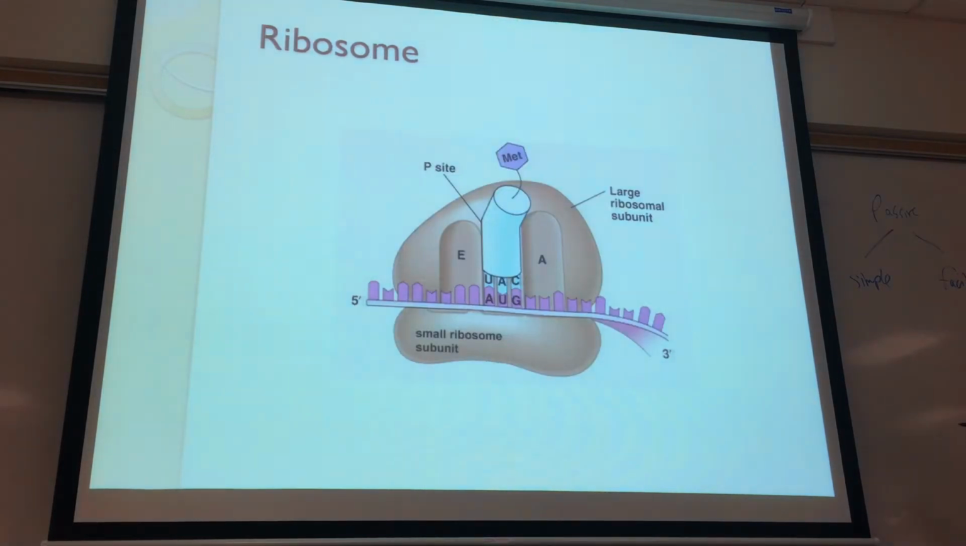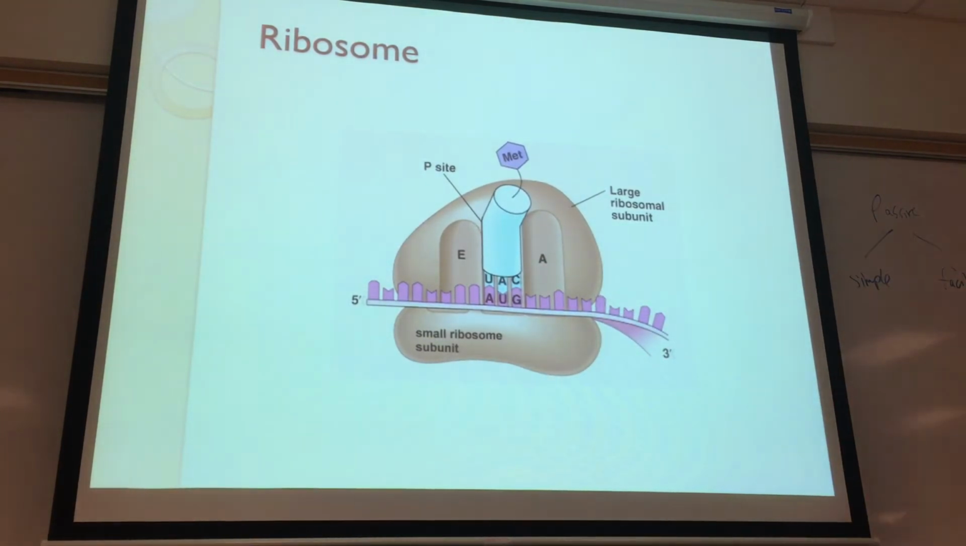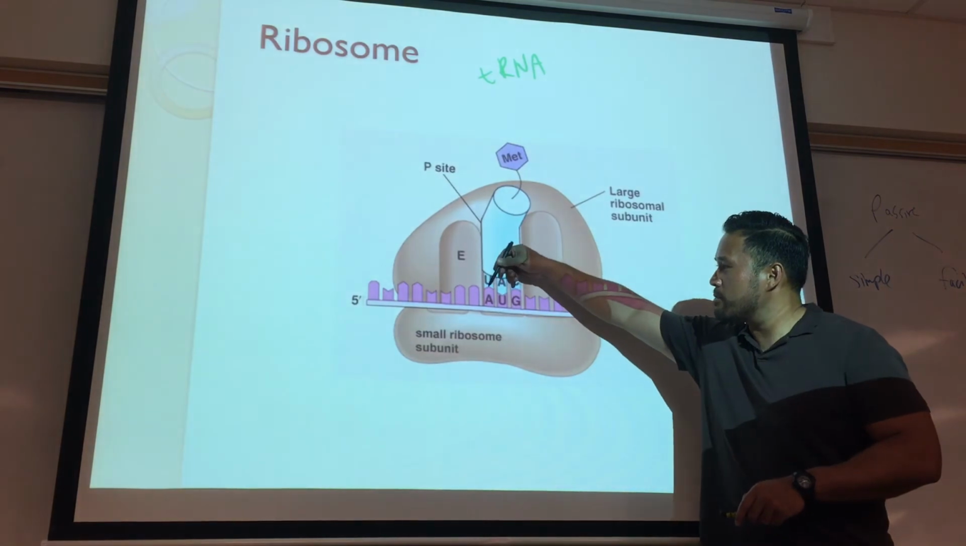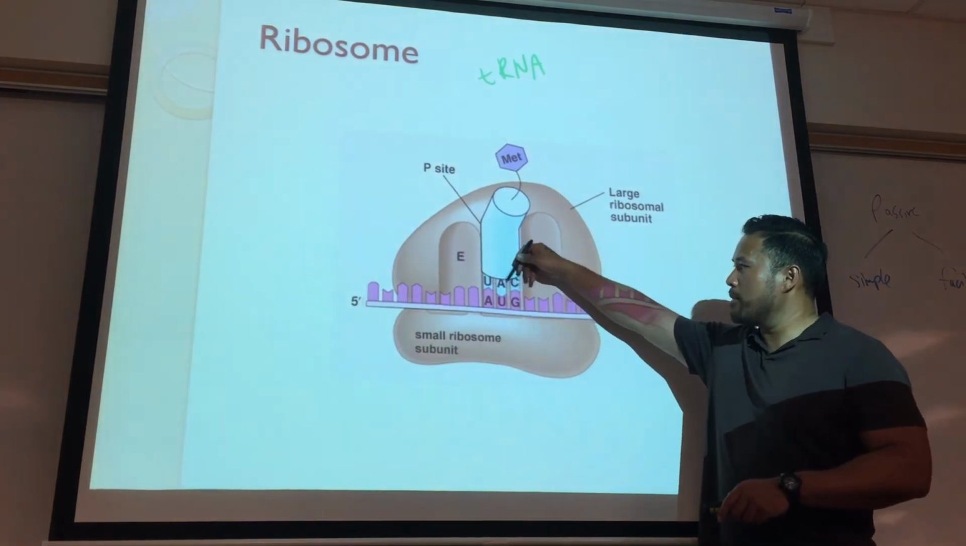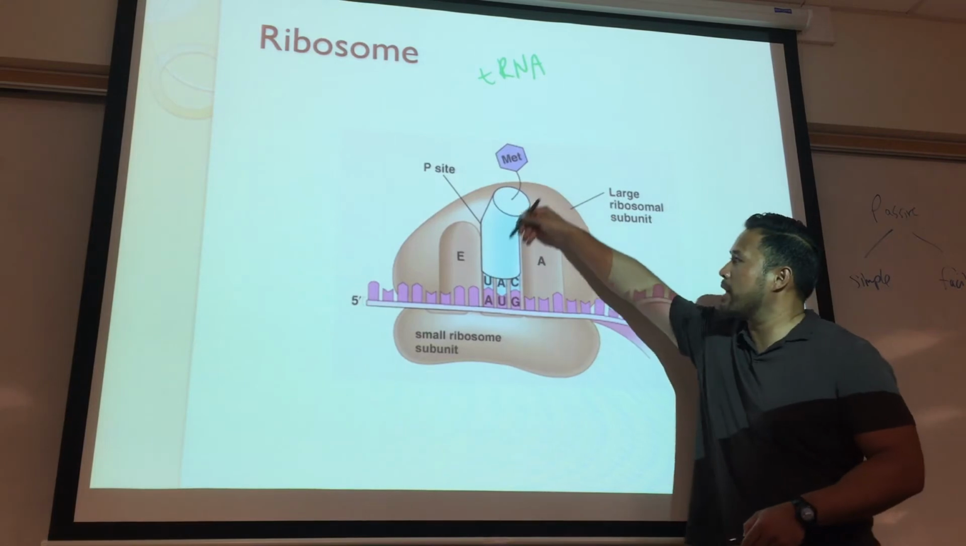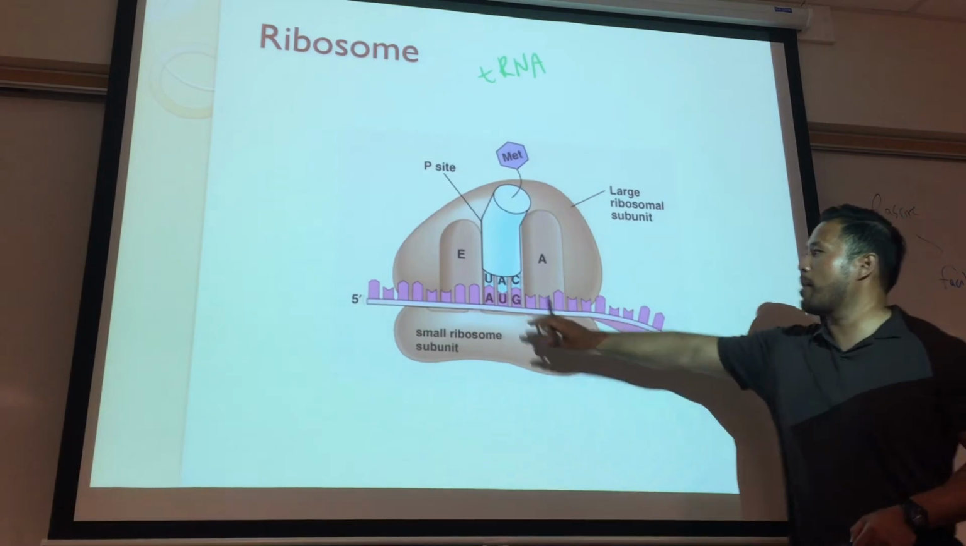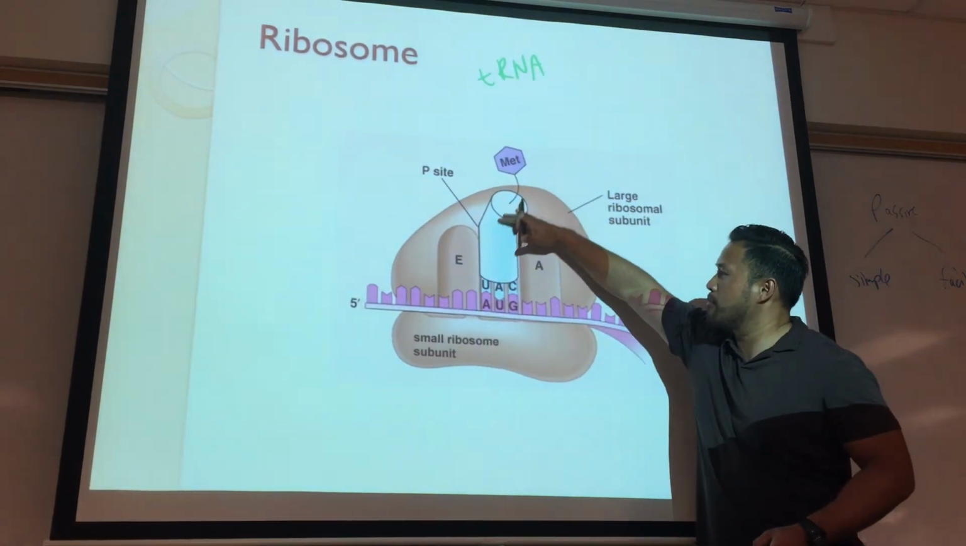But in this process, what's going to happen is we have an initiator tRNA. It's called a transfer RNA. And what a transfer RNA does is it carries an amino acid with it, and it has an anticodon. And that anticodon is meant to bind to the complementary sequence of RNA. So if I find a sequence on there called AUG, that tRNA is going to bind. You're going to get the small ribosomal subunit that's going to bind to the mRNA, and this large ribosomal subunit is going to bind together.